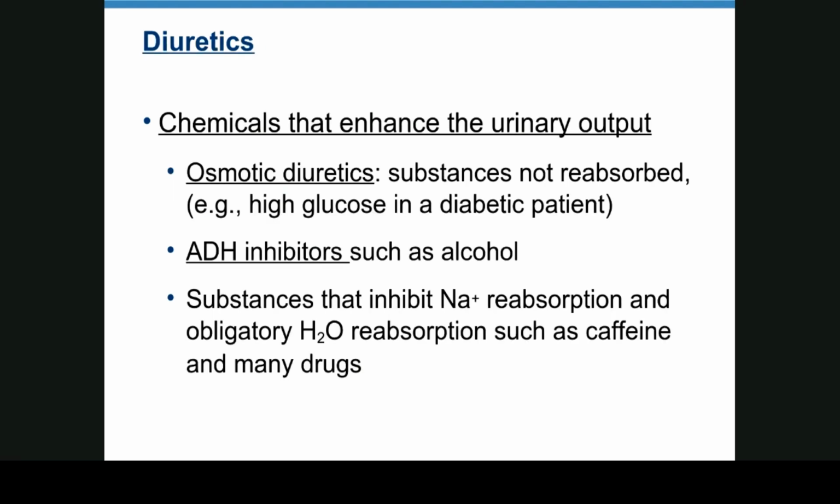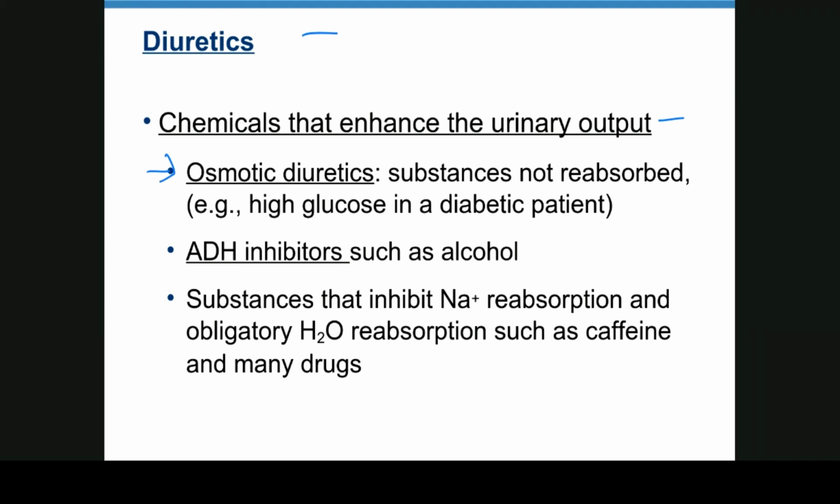Diuretics are chemicals that enhance urinary output. An osmotic diuretic is something that causes diuresis due to a high osmotic pressure. Classic example, a person who is diabetic. If you can keep your blood sugar relatively under control, you don't spill glucose at all. You should have zero glucose in the urine.